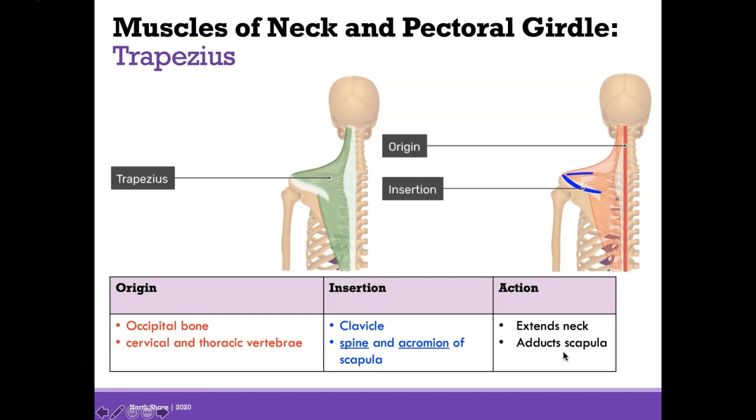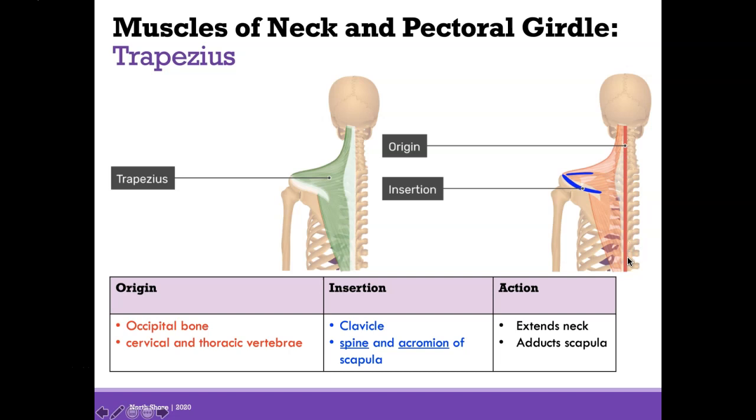Remember, adduct means to bring back, right? So to bring back together. So after you abduct your shoulders, you put them apart, you adduct them back, you bring them back together. And the trapezius originates along the cervical, the neck, and the thoracic vertebrae. So there's a very, very large attachment site shown in red here. And it also attaches on the occipital bone itself. So the trapezius originates at the occipital bone and all along the cervical and thoracic vertebrae.